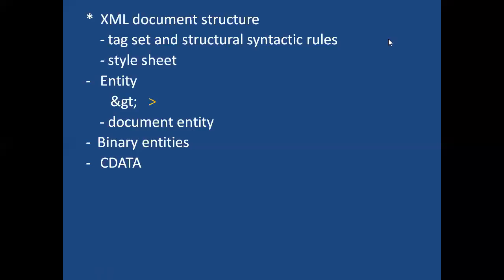Next, CDATA. When several predefined entities like ampersand GT, LT, apostrophe, quote must appear near each other in an XML document, their references clutter the content and make it difficult to read. In such cases, a character data section or CDATA section can be used. The content of the character data section is not parsed by the XML parser. The form of a character data section is like this.